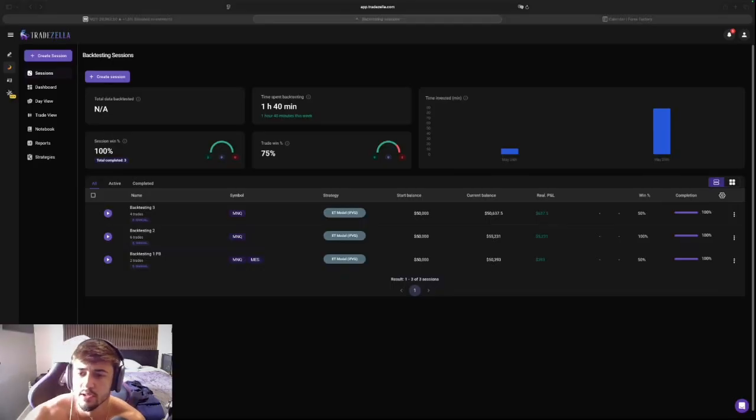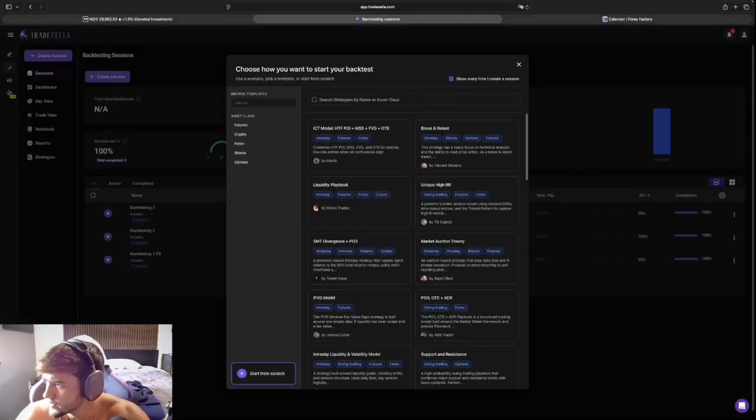I'm using TradeZilla for my backtesting. Used to use FX Replay, but I really like this. I see it's way easier to see visually. So yeah, let's create another session here. Make sure this is recording.